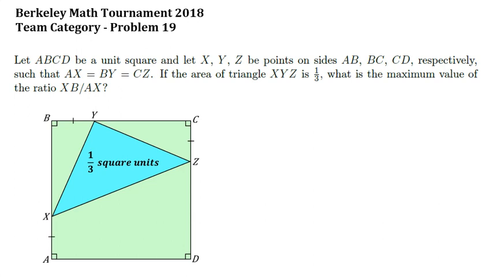Alright, let's start by representing AX, BY, and CZ by M, since their lengths are equal. So this is M, and this is also M. Now, since the square has an area of 1, which follows from the fact that it's a unit square, its side length is 1, right? So we can represent XB, YC, and ZD by 1 minus M.